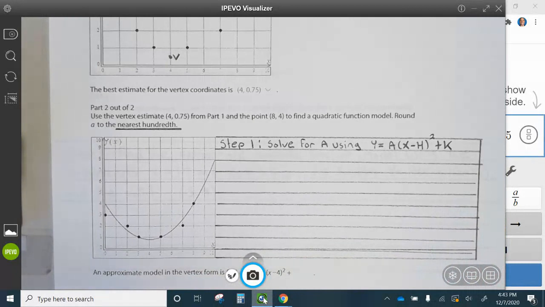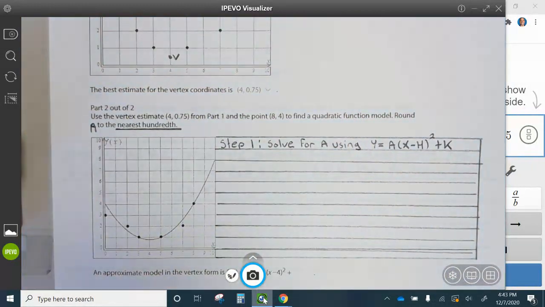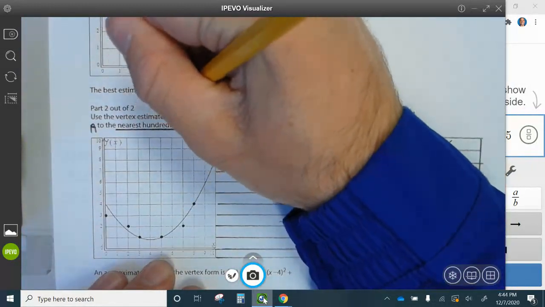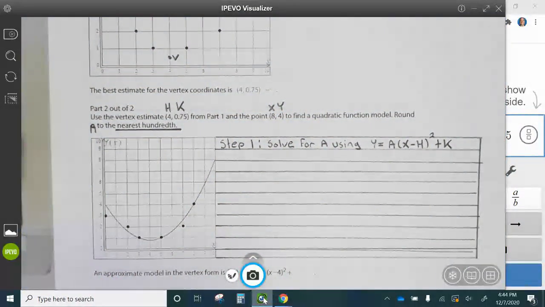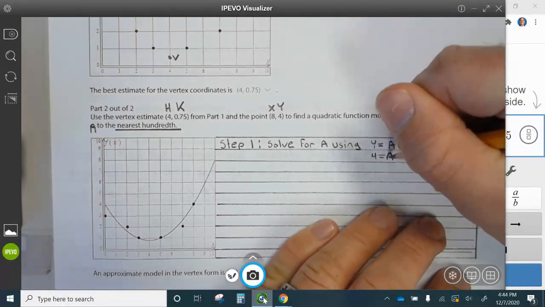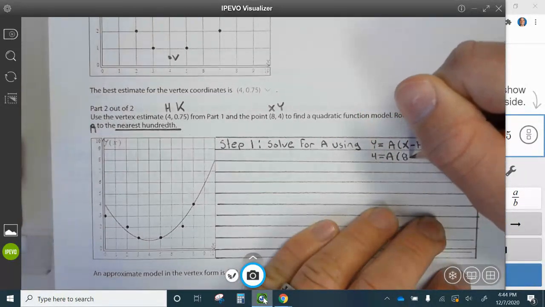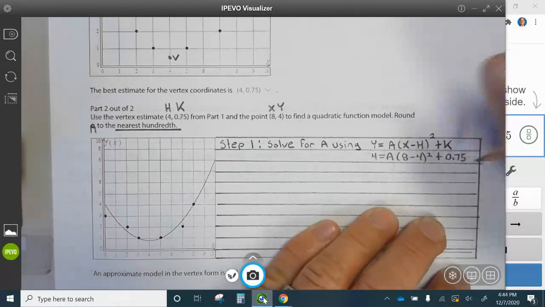Part 2 of 2. Use the vertex estimate 4, 0.75 from part 1 and the point 8, 4 to find the quadratic function model, round A, and I'm going to use capital A, to the nearest hundredth. First off, this is H, this is K, and this is X, this is Y. Now we're going to substitute those values in, so that's 4 equals A times X, which is 8, minus H, which is 4, squared, plus K, which is 0.75.